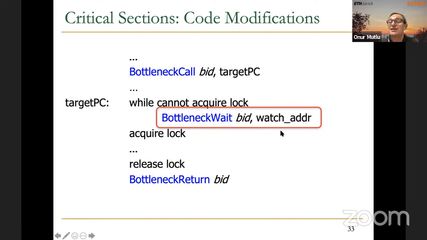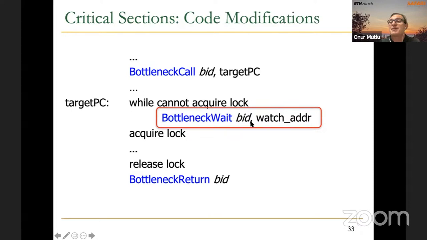You can think of this as a version of the mwait instruction. There's an mwait instruction that exists in the x86 ISA, for example. Basically, this is a bigger version of the mwait instruction that watches an address and associates that waiting with a bottleneck ID and counts how long you are waiting for this bottleneck ID. Basically, while you cannot acquire the lock, you're going to increment this thread's waiting cycles associated with that bottleneck ID. That's the idea. Hopefully it makes sense.